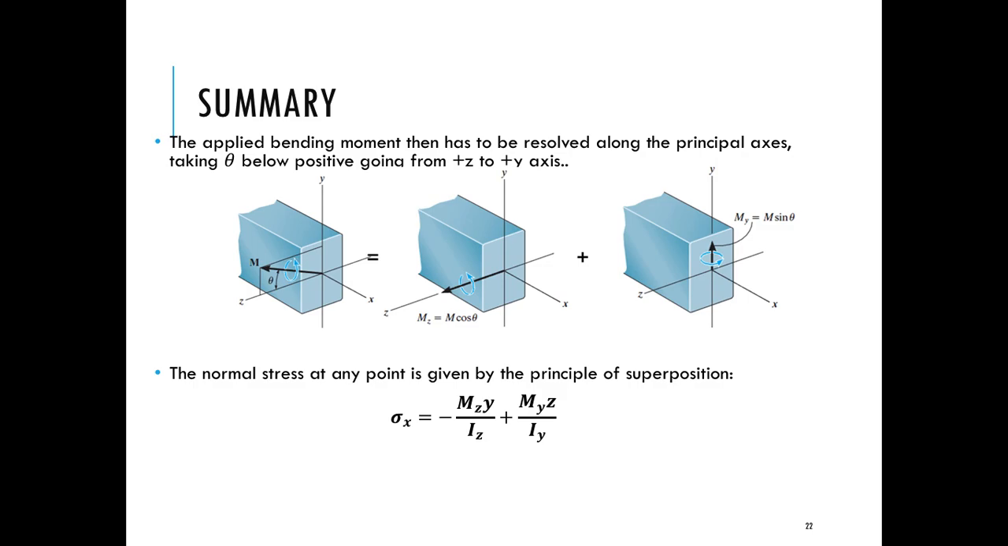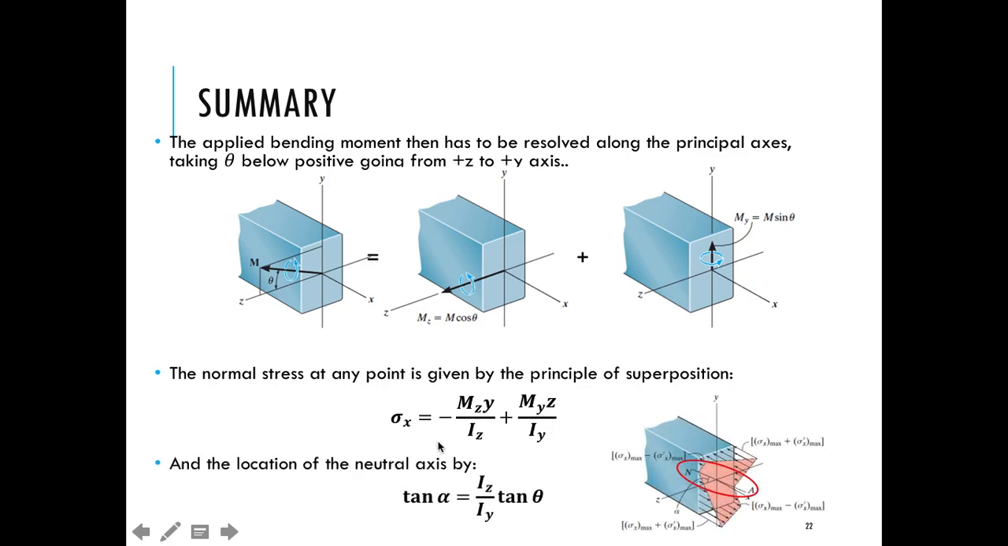And finally, इसी bending normal stress की expression से हम the position of the neutral axis को भी निकाल सकते हैं, which is given by this expression right here, that tangent alpha is equal to Iz divided by Iy tangent theta. Now, some of you of course have a tendency to memorize things, so let me make it explicit कि if you do that, you need to understand कि ये कहाँ से आया था.